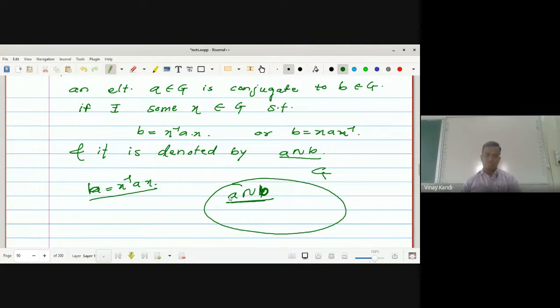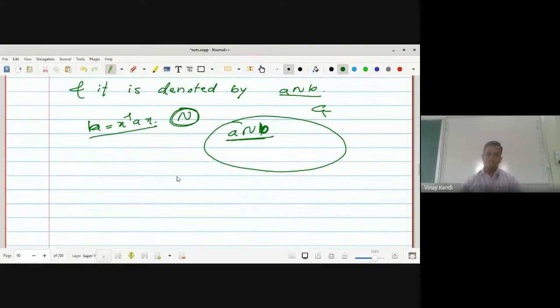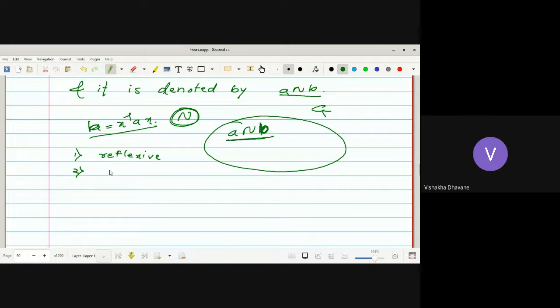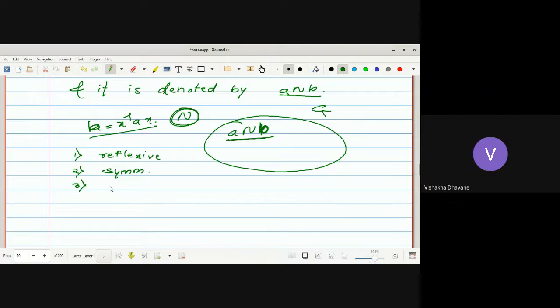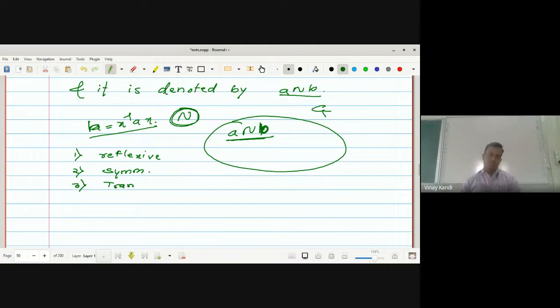And this relation, the conjugation relation, is an equivalence relation on any group. What is an equivalence relation? It holds three properties. Which ones? Reflexive, second one symmetric, and third one transitive. Correct.